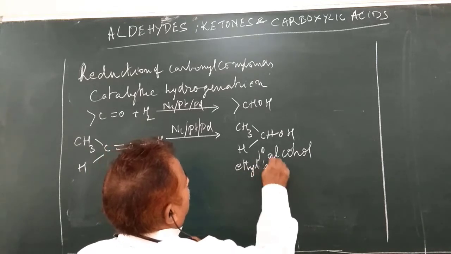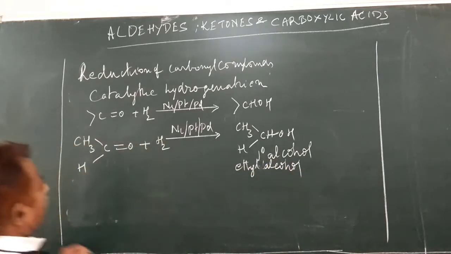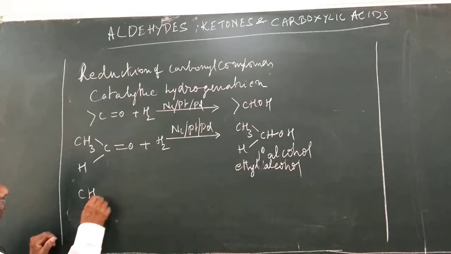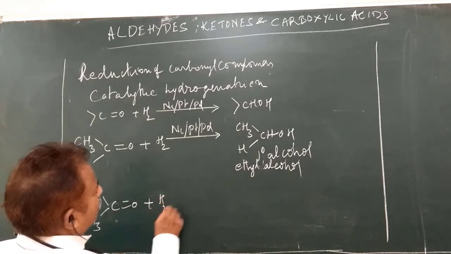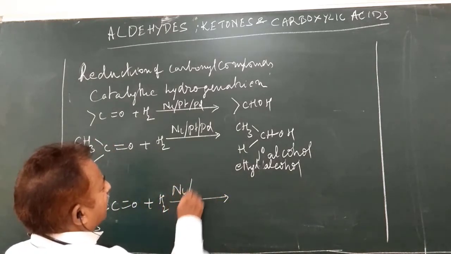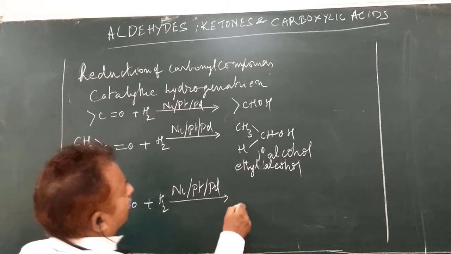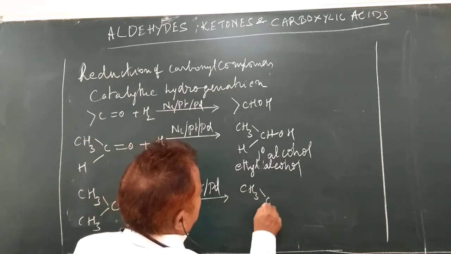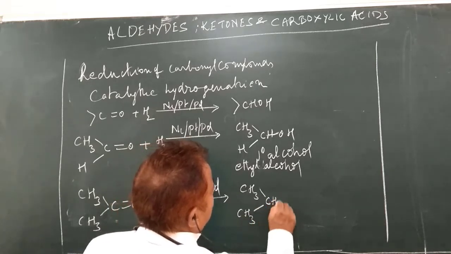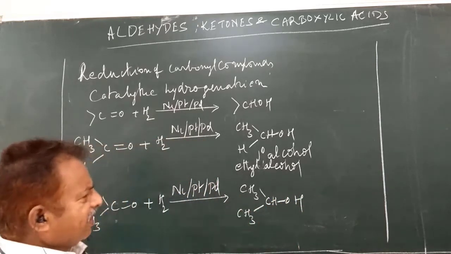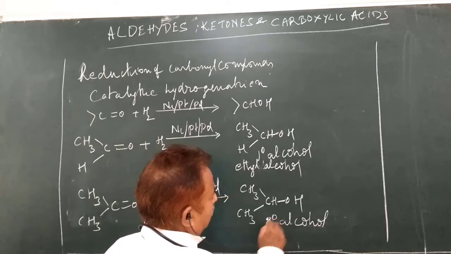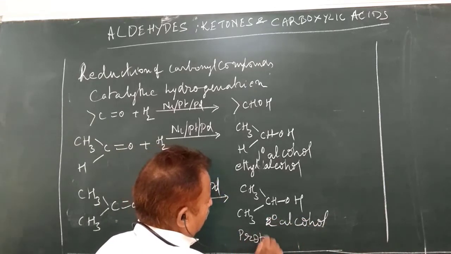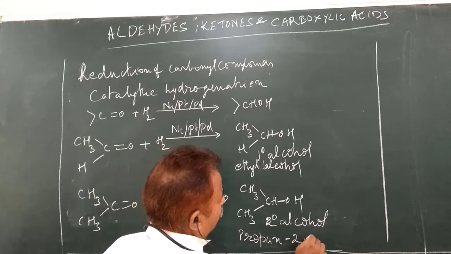Ethyl alcohol. And on the other hand, ketone, acetone plus hydrogen in the presence of nickel, platinum, palladium, we get CH3CHOHCH3. This is the secondary alcohol. IUPAC name is propan-2-ol.